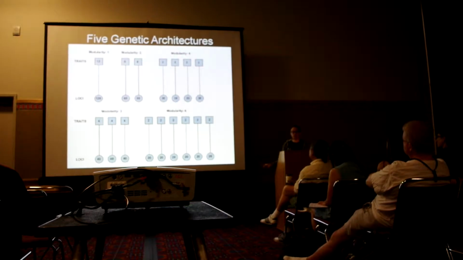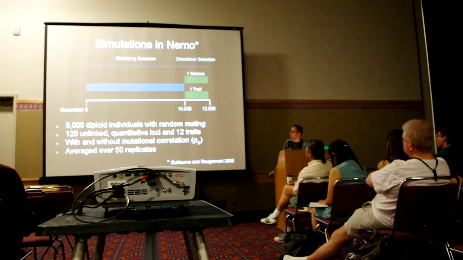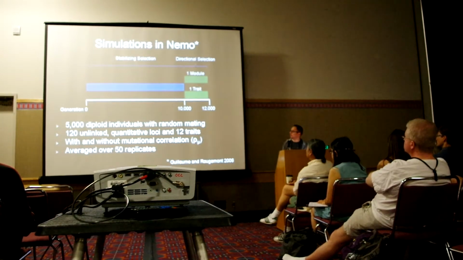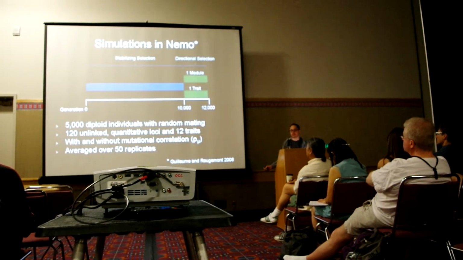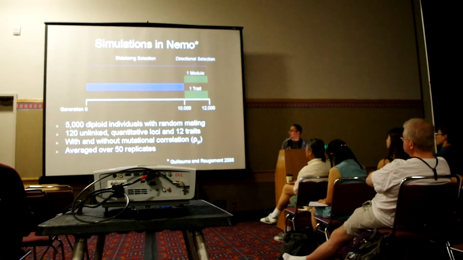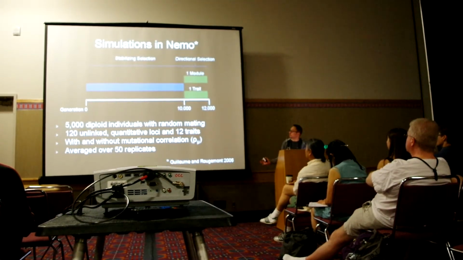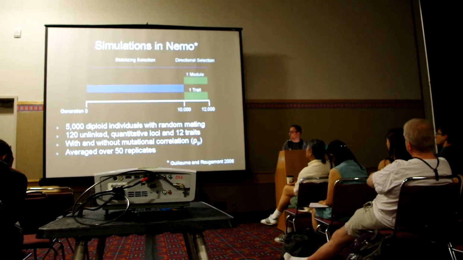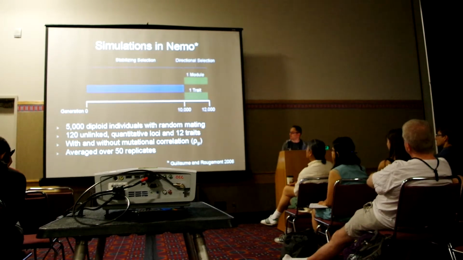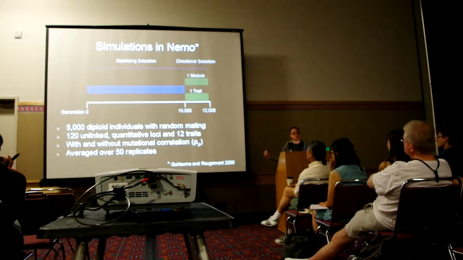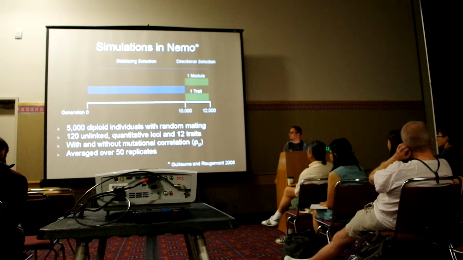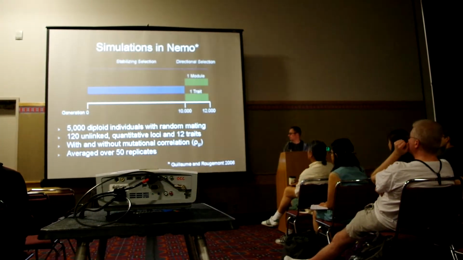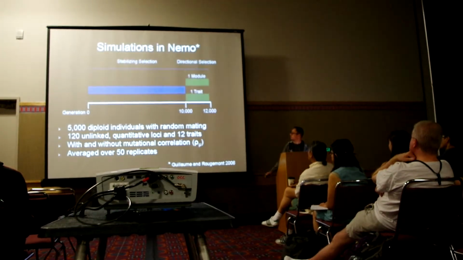I took these 5 genetic architectures, and I put them into 5,000 individuals and simulated them in the individual-based modeling population genetics simulator NEMO. I exposed them to 10,000 generations of stabilizing selection on those 12 traits, followed by 2,000 generations of directional selection either on one module or on one trait. I did this with and without mutational correlation to see what the effect was, and I did several replicates.